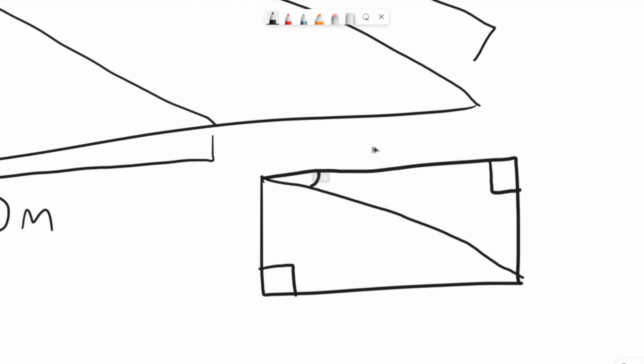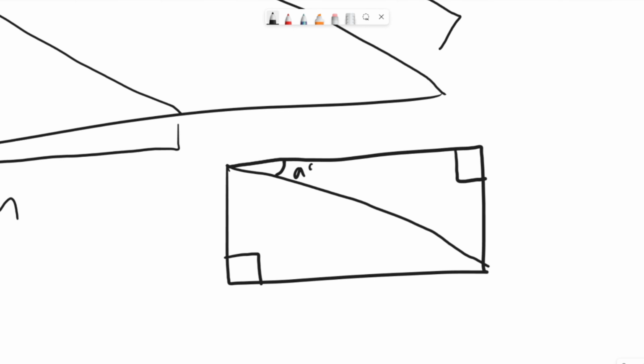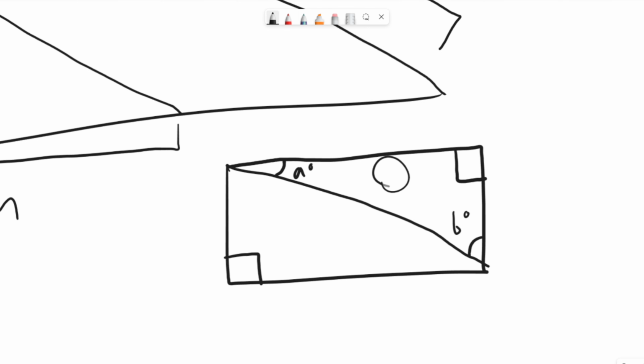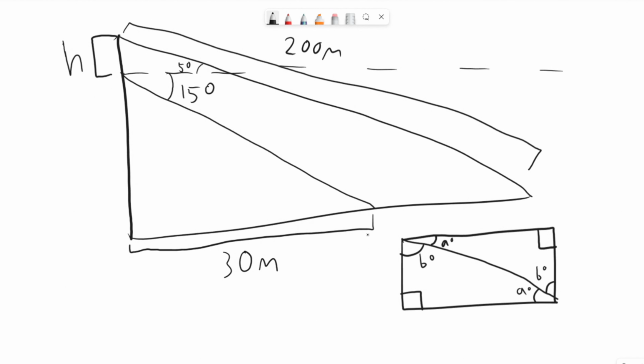The angle present there, whatever it is, let's say A degrees, and then let's call this B degrees. And then we don't know what these are, but since this triangle splits the rectangle in half, then whatever this is going to be the same as over here. However, it's going to be flipped. So, since it's flipped, B degrees is now going to be over here, and A degrees is now going to be over here. This means we know this is 15 degrees.